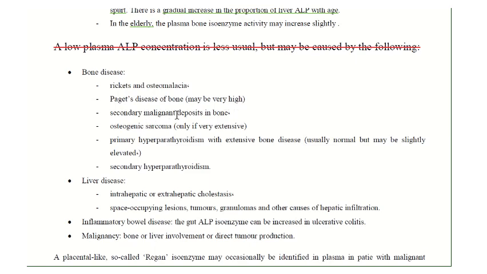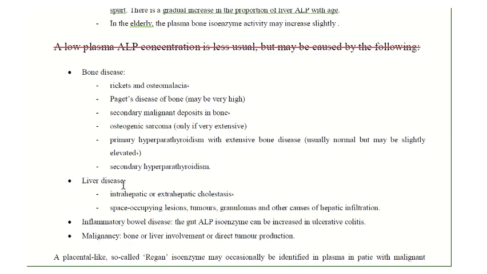Secondary malignant deposits in bone, osteogenic sarcoma only if very extensive. Primary hyperparathyroidism with extensive bone disease, usually normal but may be slightly elevated. وsecondary hyperparathyroidism. إذن كل هذه الحالات اللي هي من ضمن البون ديزيز تؤدي إلى الزيادة في الألكالاين فوسفاتيز.